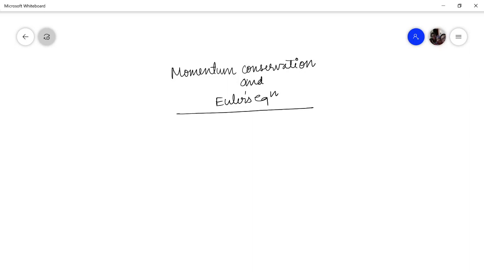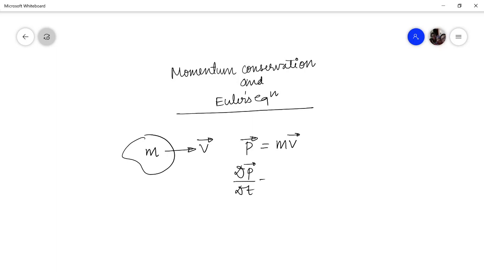Today I will be discussing with you about momentum conservation and Euler's equation. As you all know, all the laws of nature are meant for a closed system. So when you have a closed system of mass m, which is moving with a certain velocity v, then the momentum which this particular system will be having is given by m v vector. Newton's second law says that the rate of change of momentum of this material system will be the net force acting on the system.